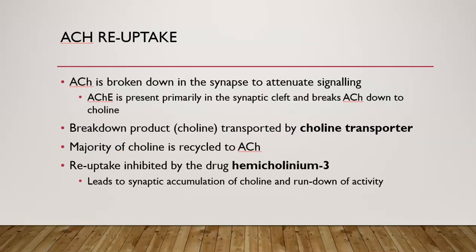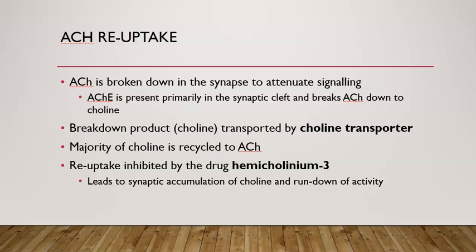So now what about the reuptake of acetylcholine? Remember, acetylcholine is broken down in the synapse into choline and acetate. The breakdown product choline is then transported by the choline transporter back into the presynaptic cell. Now, the majority of this choline is recycled to make even more acetylcholine, but not all of it is. Some of it will be removed from the body, and that's why you have to keep eating foods that contain choline.